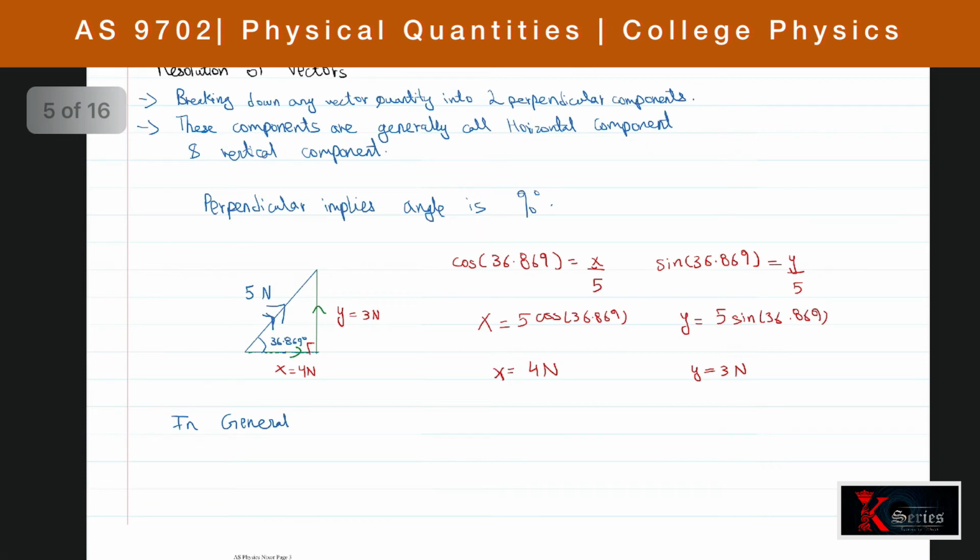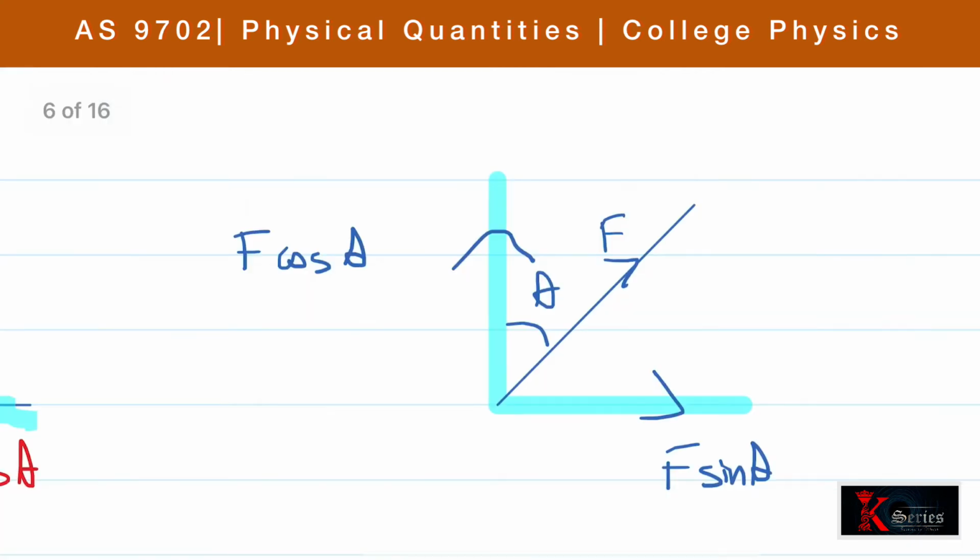So in general, if the angle is with the horizontal, we find the horizontal component by F cos theta, and we find the vertical component by F sin theta. However, if the angle is with the vertical and not with the horizontal, then we find the vertical by using F cos theta, and we find the horizontal by using F sin theta. So wherever the angle is present, whether with the vertical or with the horizontal, that particular component would be found using cos theta, and the other component would be found using sin theta. So this is what we do here.